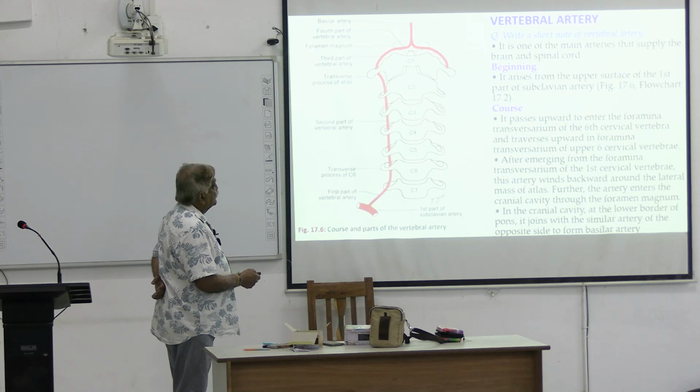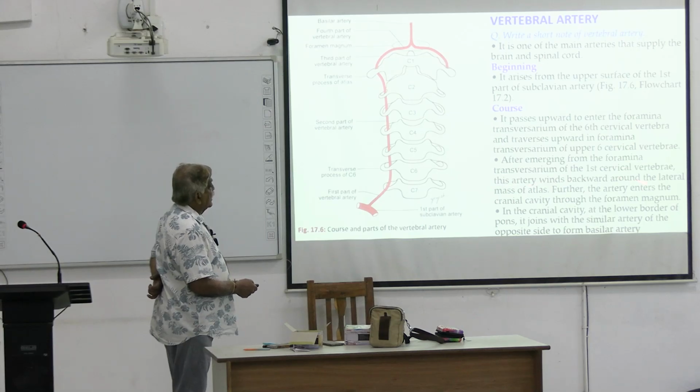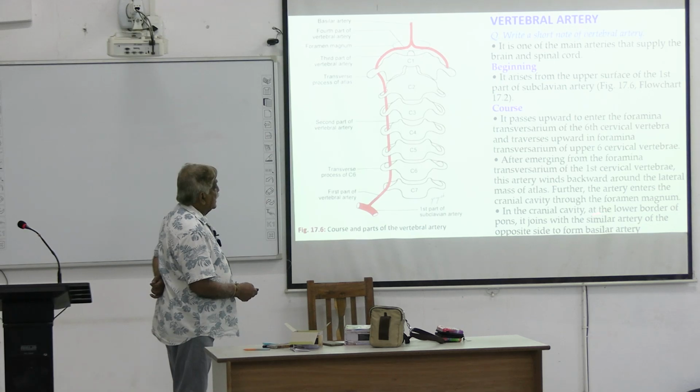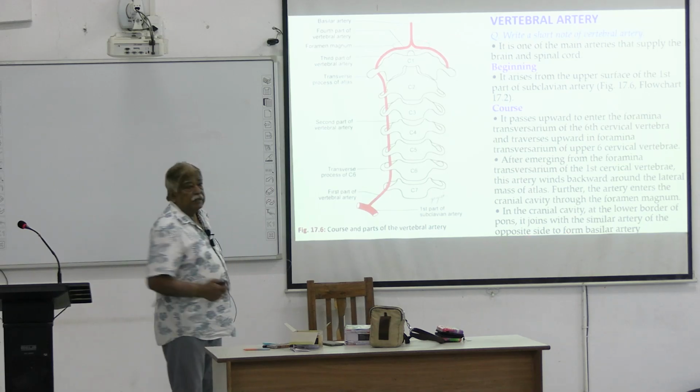Course: it passes upwards to enter the foramen transversarium of the 6th cervical vertebra and traverses upward in the foramina transversaria of the cervical vertebrae. After emerging from the foramen transversarium of the first cervical vertebra, this artery winds backwards around the lateral mass of the atlas. Further, the artery enters the cranial cavity through the foramen magnum. In the cranial cavity, at the lower border of the pons, it joins with the similar artery of the opposite side to form the basilar artery.